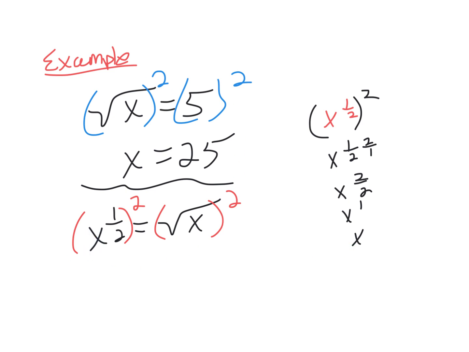So what I'm doing all of this to show you is that when you're working with an equation that has a fractional or a rational exponent, you can clear those out by raising that to the reciprocal power. So the reciprocal of 1/2 is 2/1, and that gets you right back to x. So we're going to use that when solving these equations.